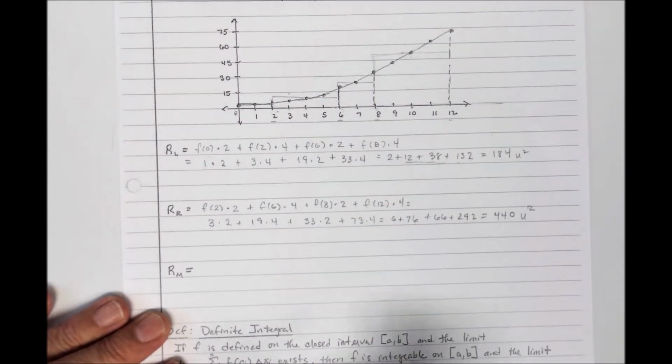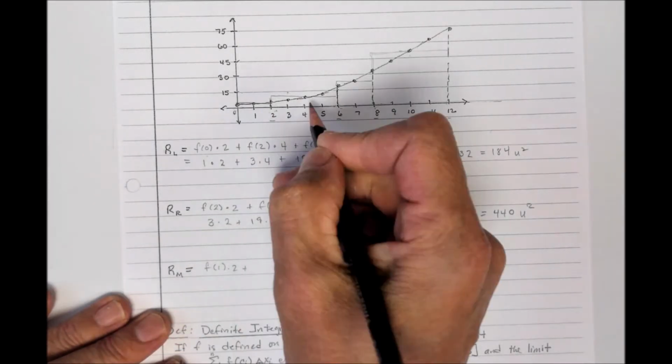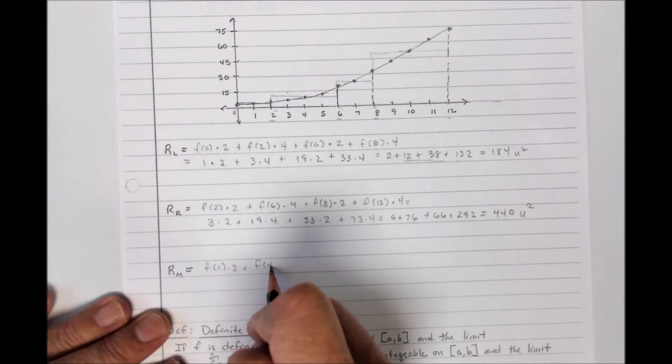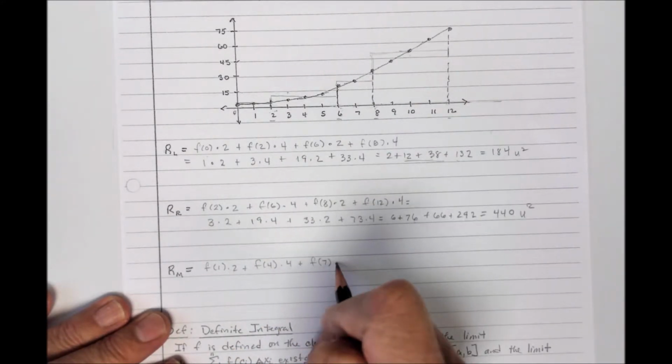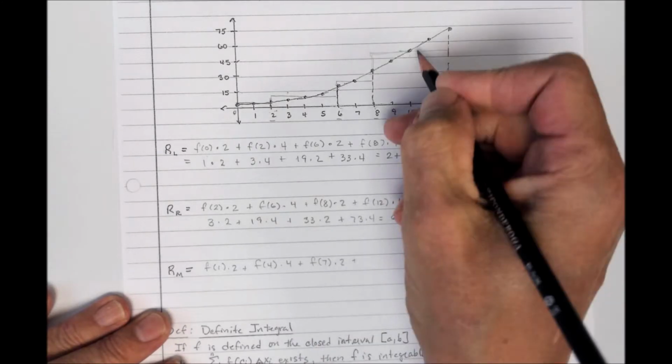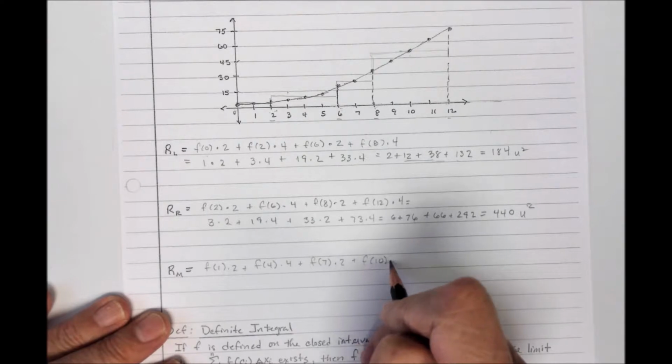So we're going to find those at the midpoint. For the first one, it'd be at 1. So f of 1 times 2, plus the next one's at 4, f of 4 times 4. And then at 7, that'd be f of 7 times 2. And then here at the last one, it'd be f of 10 times 4.